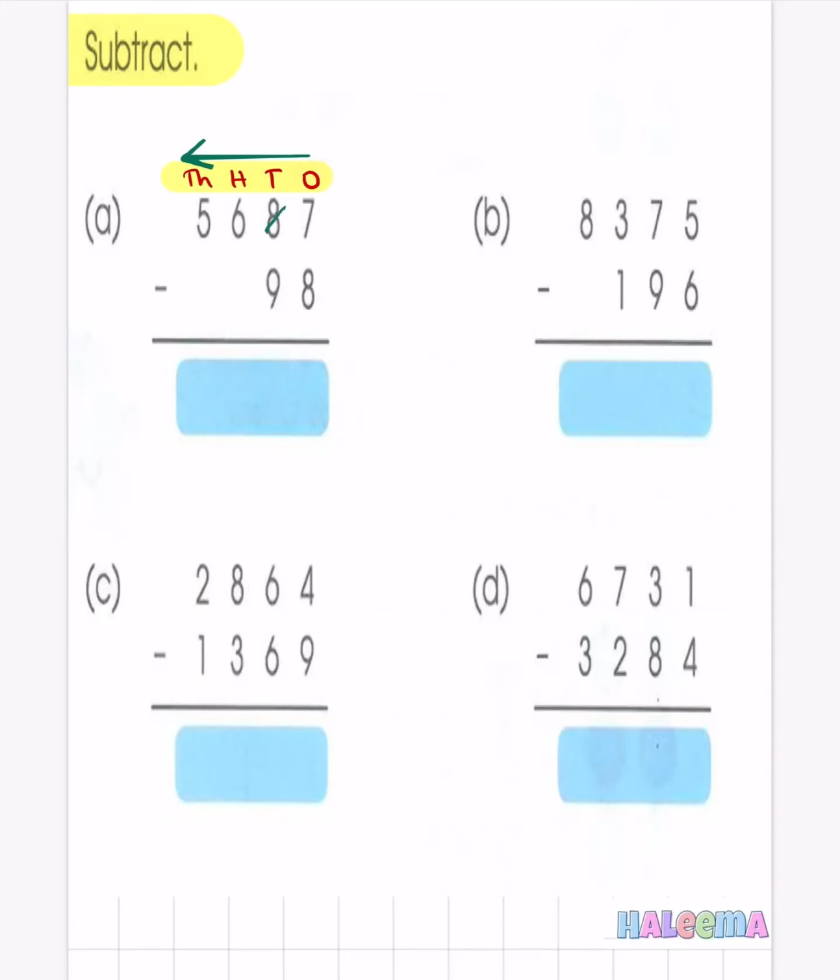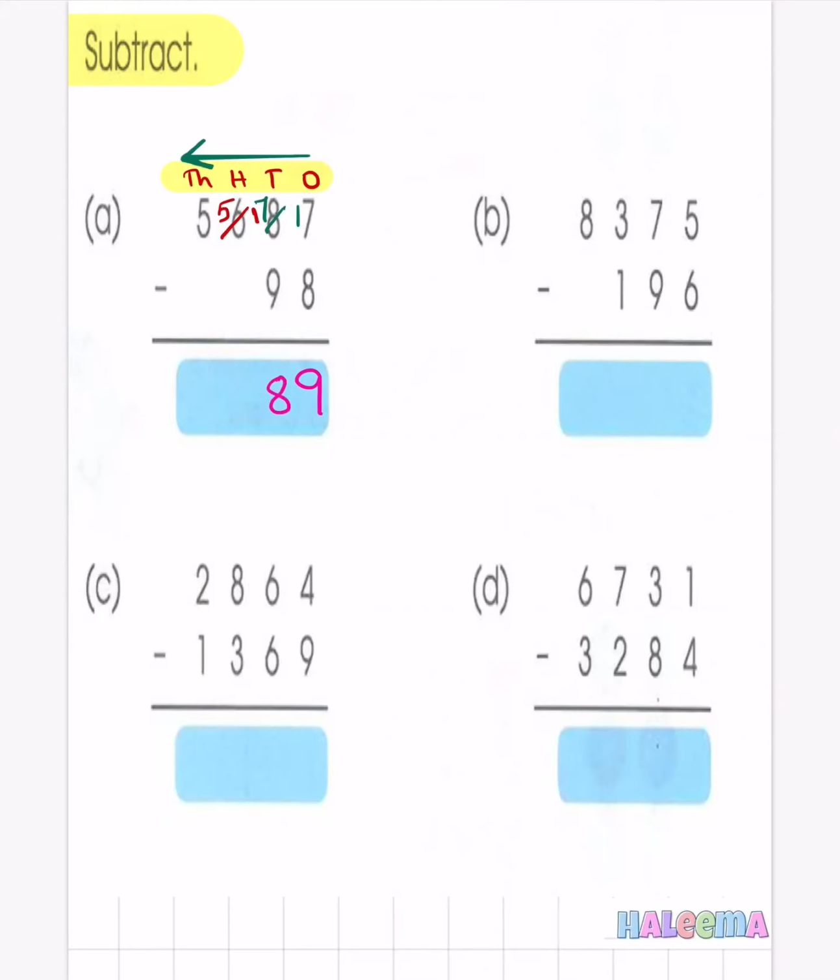Let's make 8 as 7 and 7 will become 17. So 17 minus 8 is 9. 7 minus 9 is not possible. What we're going to do is we're going to borrow it from 6. We'll make 6 as 5 and 7 as 17. So 17 minus 9 is 8.